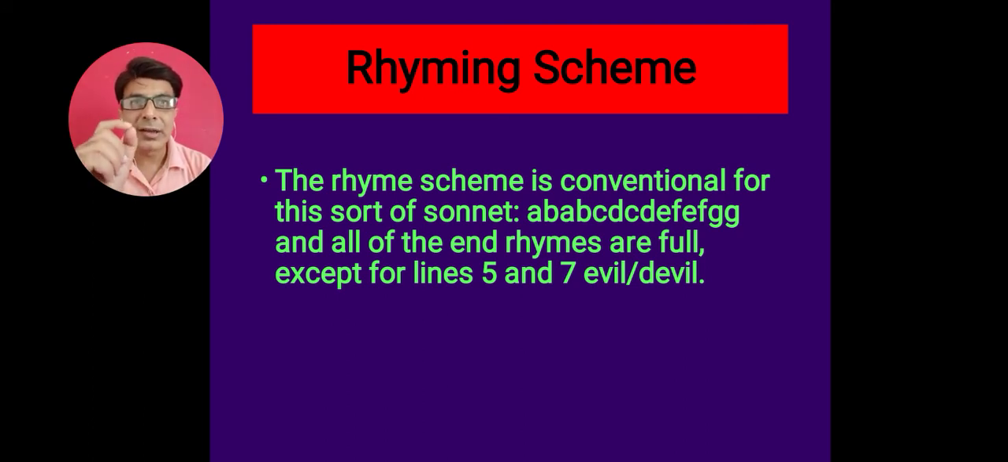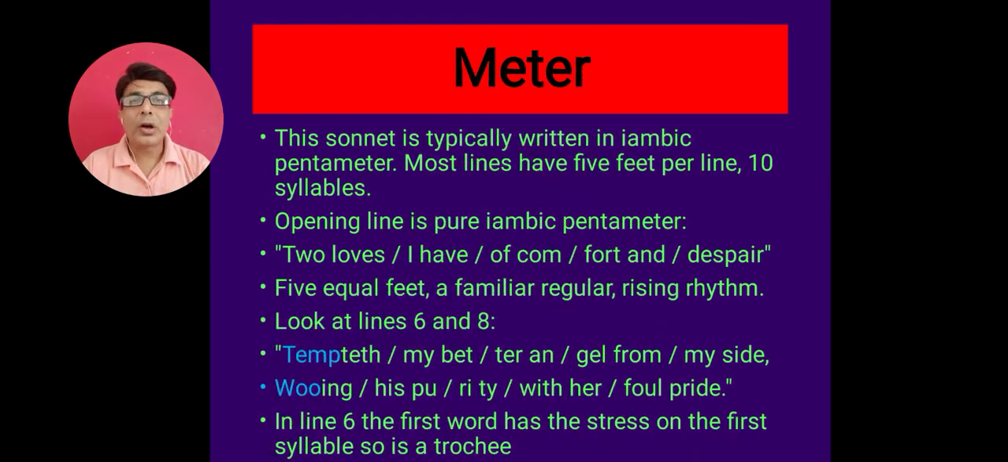If we talk about the rhyming scheme of the poem, it is A B A B, C D C D, E F E F, and G G. Okay, and if I talk about the meter used by William Shakespeare, then you can say Shakespeare has used iambic pentameter lines. One iamb takes 2 syllables, in which the first one is unstressed, the second one is stressed.